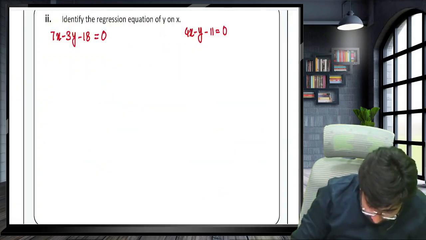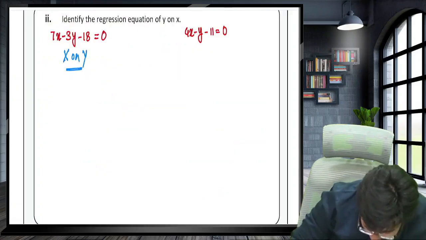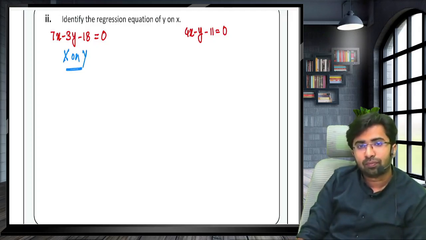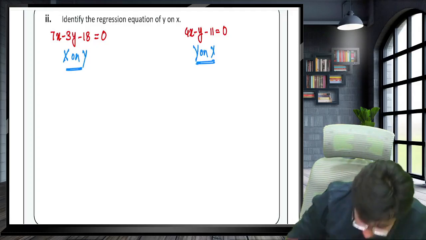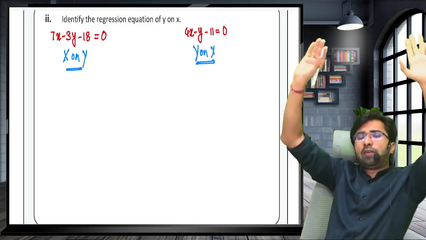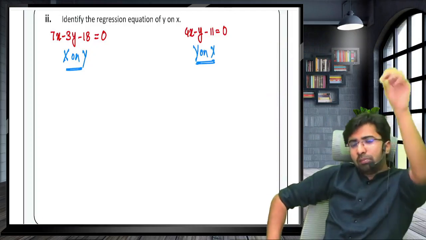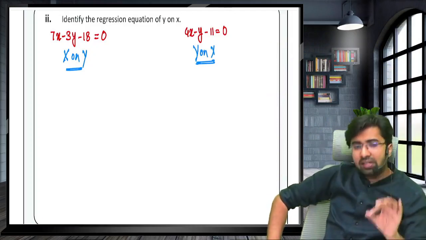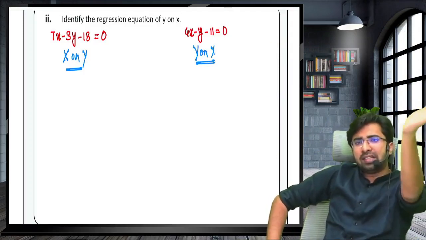Guys, just tell me, can I assume this as x on y? Are you comfortable? Can I take this as x on y and this as y on x? Okay, let us assume, step number 1, any line as x on y and one as y on x. Guys, can you present this in the standard format of x on y? Yes sir, we will keep x on one side and send the remaining to the other side.